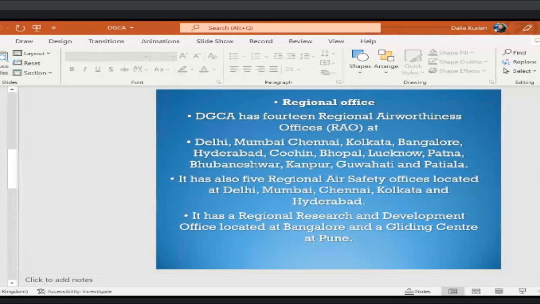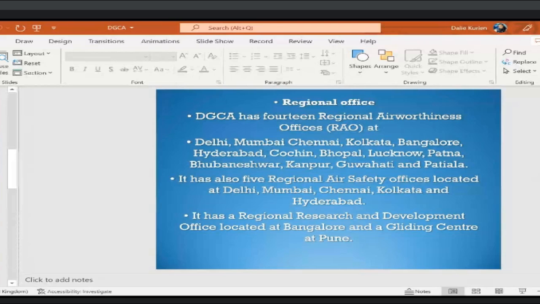RAO, Regional Airworthiness Offices, are those offices which will take care. As I told you, for example, you have started an airline. You have purchased an aircraft and you need to fly from, let's say, Bangalore to Delhi. The DGCA will send the CFOI, which I told you, the Chief Flight Operations team. They come and have a check. This airworthiness department will see whether this aircraft is capable of flying to such an altitude. How is the cockpit? Will the pilot get suffocated when he is sitting in the cockpit?